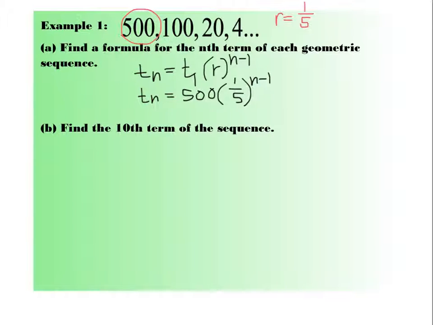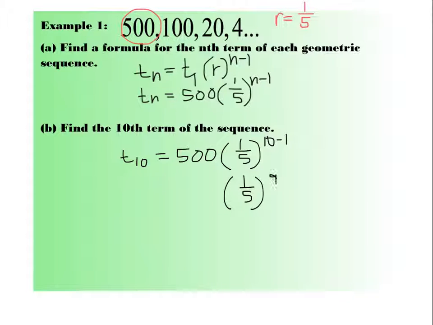Remember, you cannot multiply the 500 and the 1/5. You'd have to follow order of operations, raise the 1/5 to the exponent before multiplying it by the 500. So when we find the 10th term, we'll do exactly that. So it's 500 times 1/5 to the 10 minus 1, or 1/5 to the 9th. So 1/5 to the 9th, and then we'll multiply that by 500. If you put that in your calculator, you'll get this.